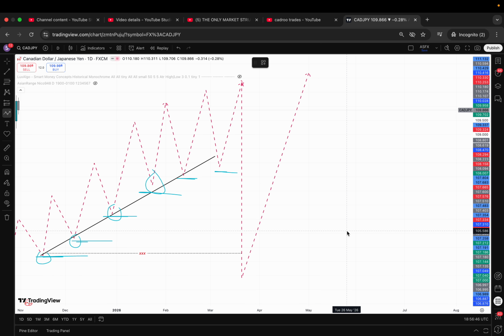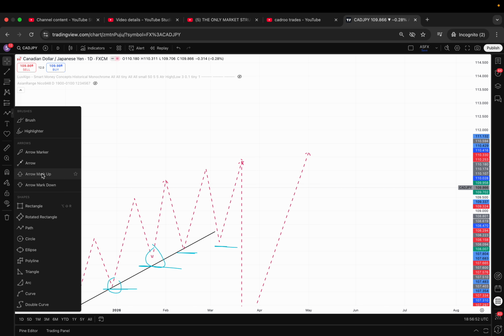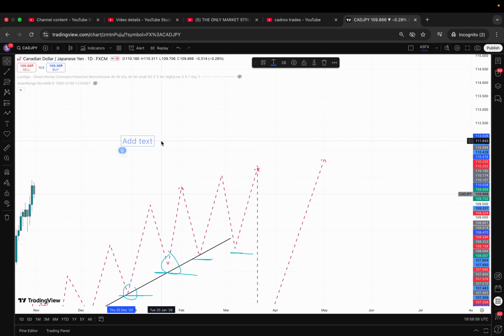This is what we call trend line liquidity. Let me just put it here. Trend line liquidity.